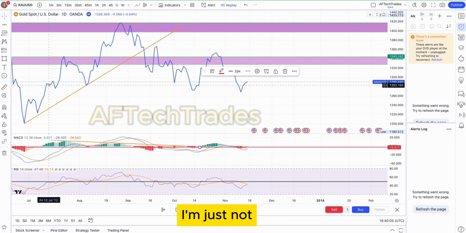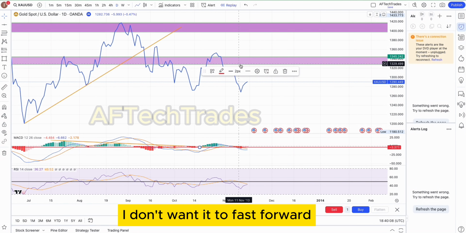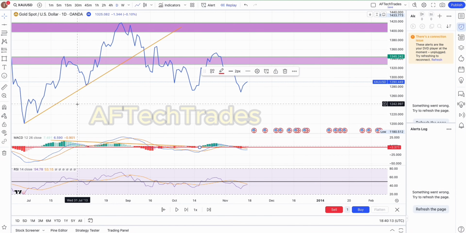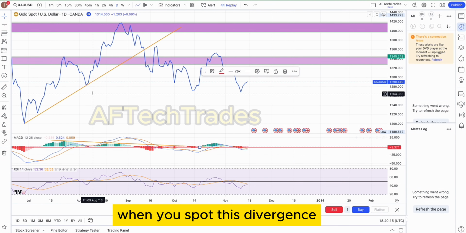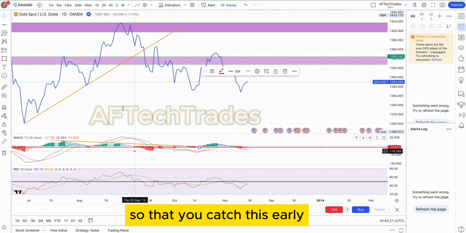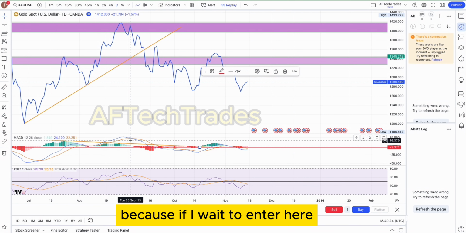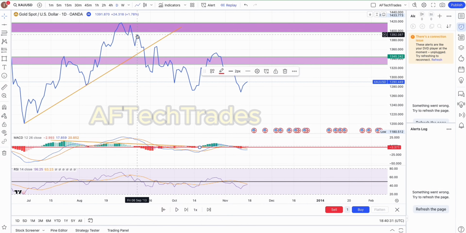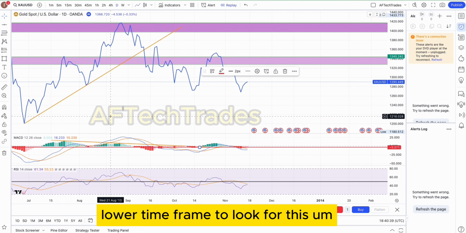As I said, I don't want it to fast forward, that's why I'm not switching yet. When you spot this divergence, you need to go down to the lower time frame so that you catch this early. Because if I wait to enter here, the crossover happens here, right? And if I'm entering here, I might have lost some good moves because my stop loss will be above this region. So you step down to the lower time frame to look for this convergence.